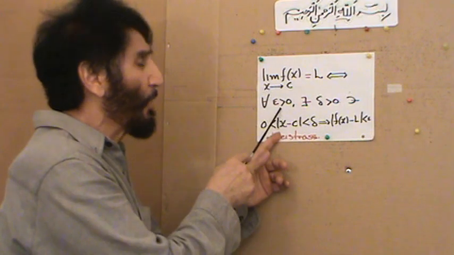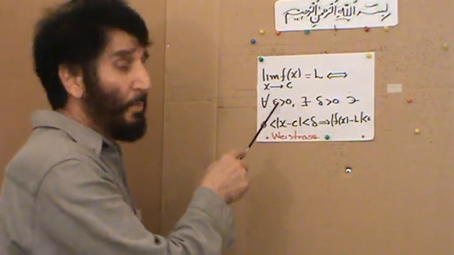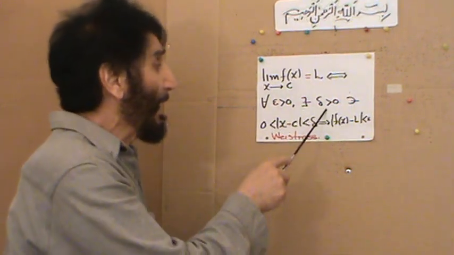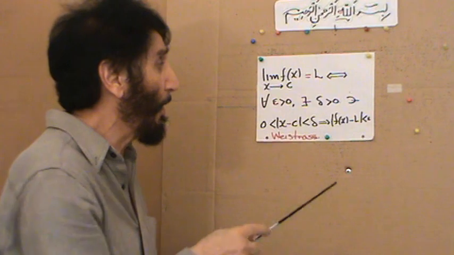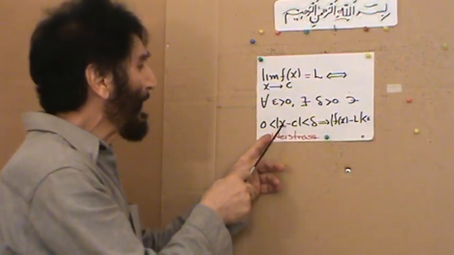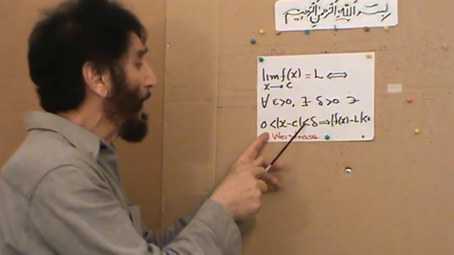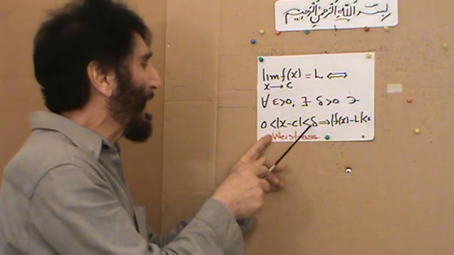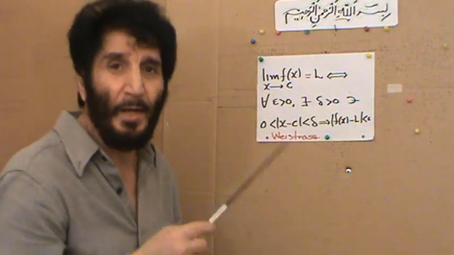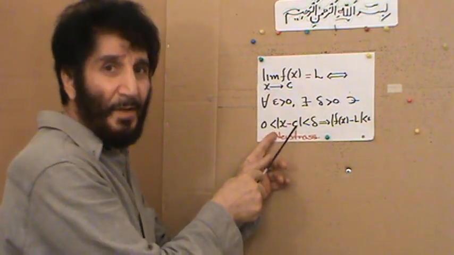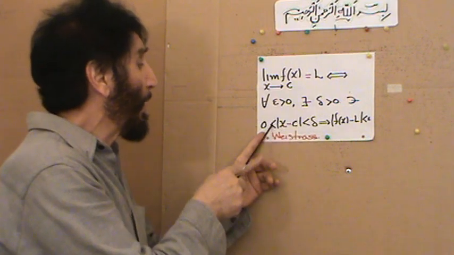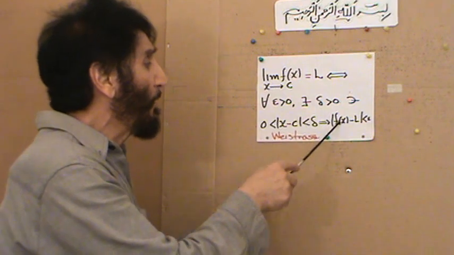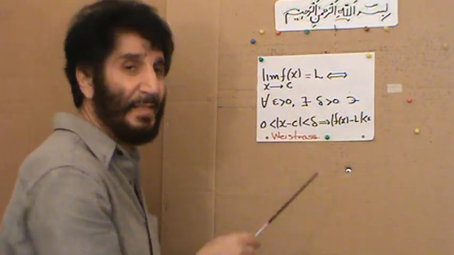So for a given epsilon, for all epsilon, which makes epsilon arbitrary, there exists a delta, which means we can find such a delta such that |x minus c| less than delta, which means all the numbers within delta tolerance to c, but not equal. x should not have the value of c. Greater than 0 implies |f of x minus L| is less than epsilon.